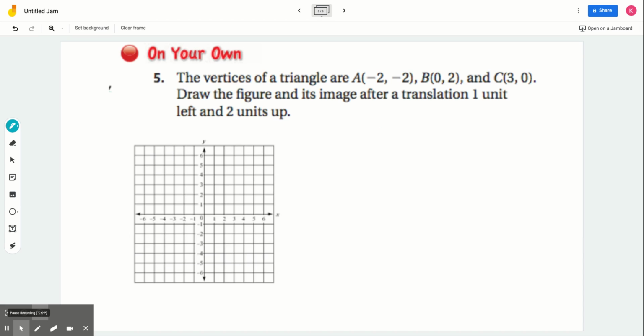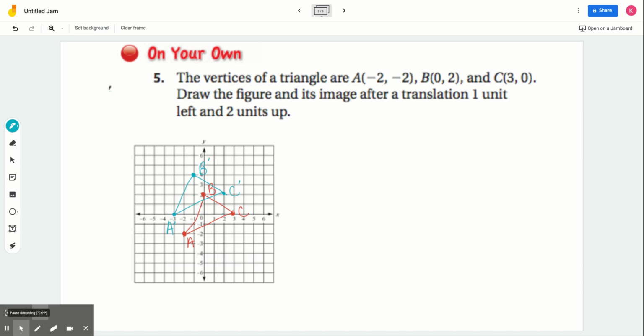For the final question, it says the vertices of a triangle are A (-2, -2), B (0, 2), and C (3, 0). Draw the figure and its image after a translation 1 unit left and 2 units up. So go ahead and draw the original figure and then draw the image. Here you can see that I've drawn the original triangle on the coordinate plane. Now I'm going to go ahead and translate this figure 1 unit left and 2 units up.